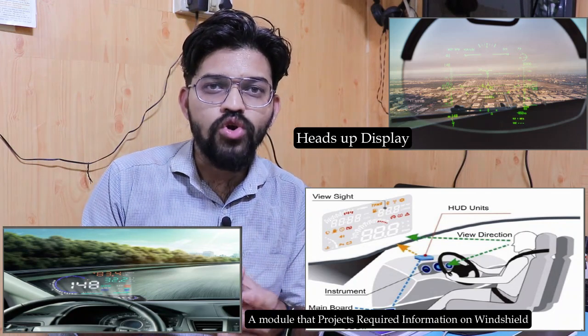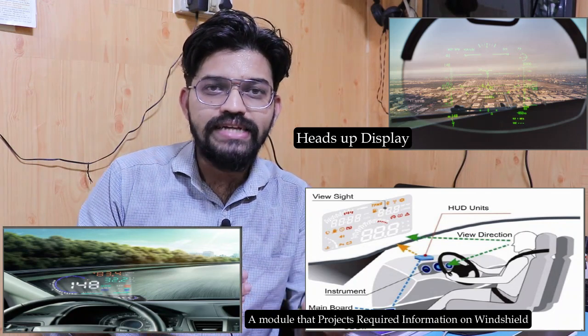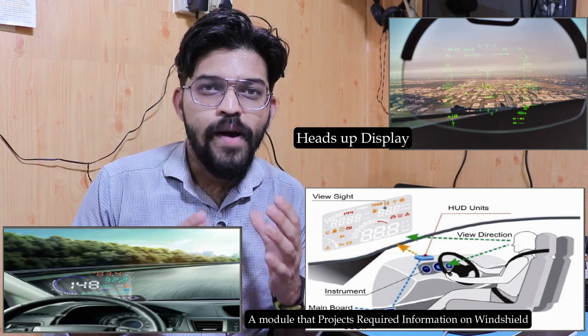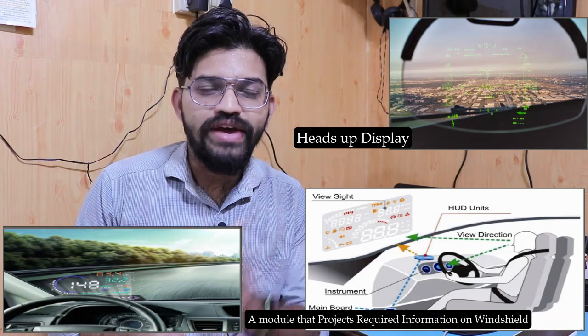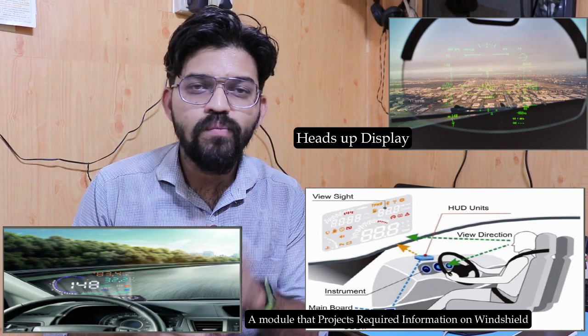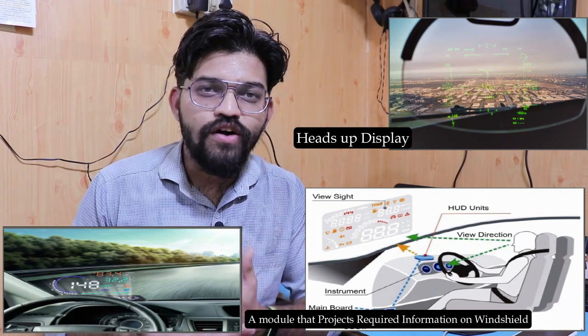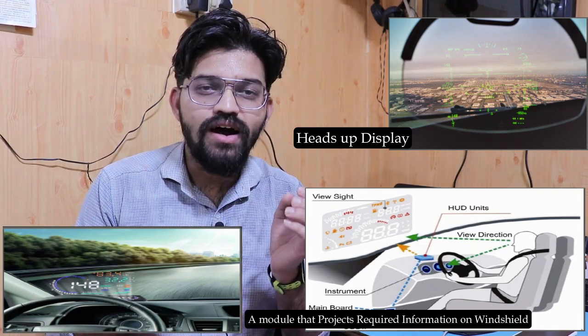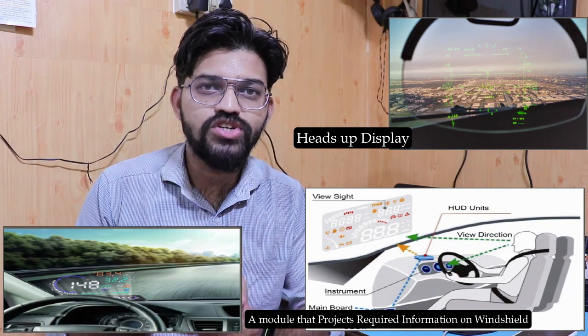This particular heads up display module gets connected to the main board of your vehicle, that is the OBD2 plug, which will give you the view of the road and the other necessary information that gets projected on the windscreen. So guys, now let's talk about some of the features of this autonomous car.